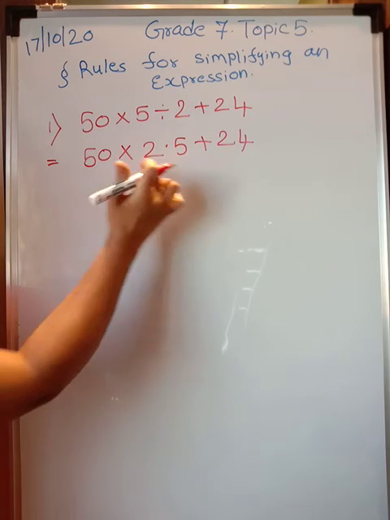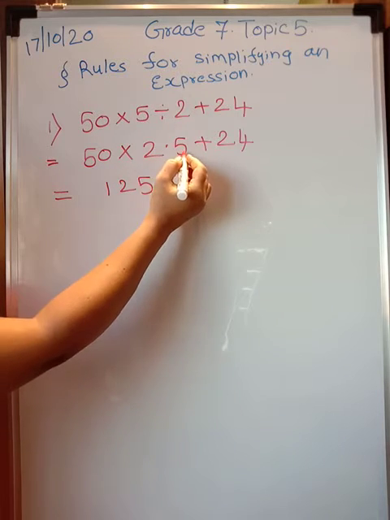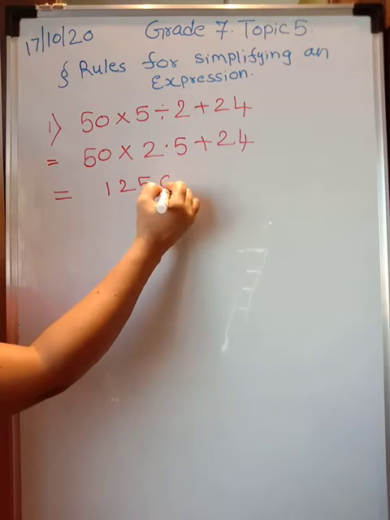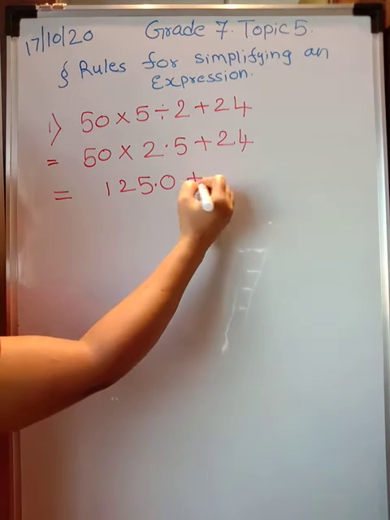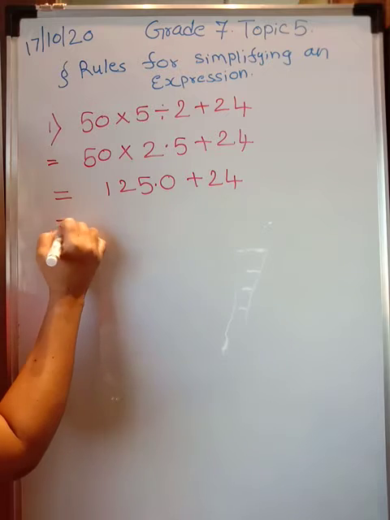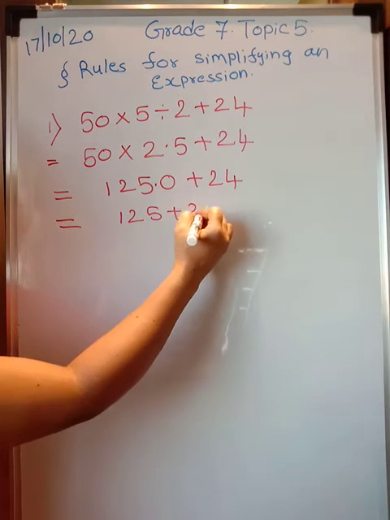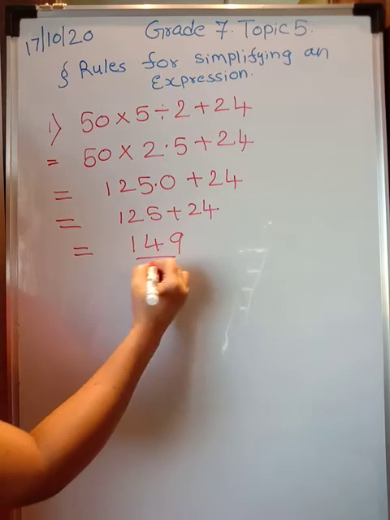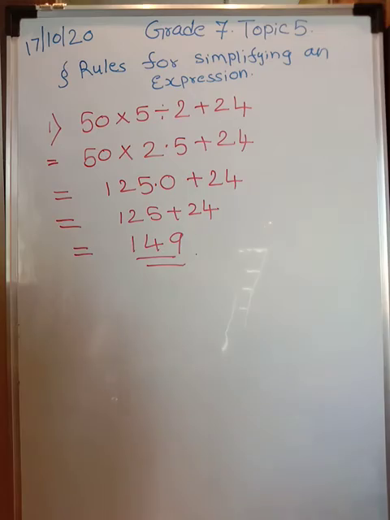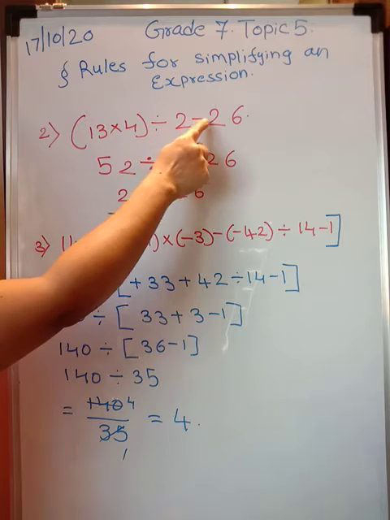50 into 2.5 is nothing but 125, because 5 into 25 is 125 and this 0 over here, after one number the point is there. Are you understanding? And plus 24. So it is as good as 125 plus 24, which is equal to 149. Is it clear? Let's go for the next problem. Now let's go to the second example: 13 into 4 divided by 2 minus 26.